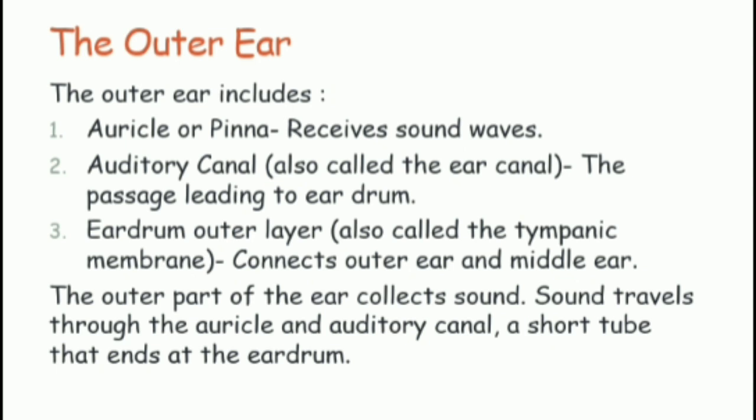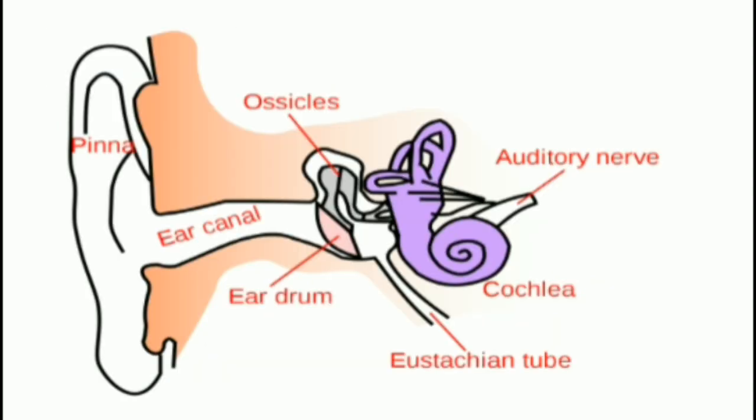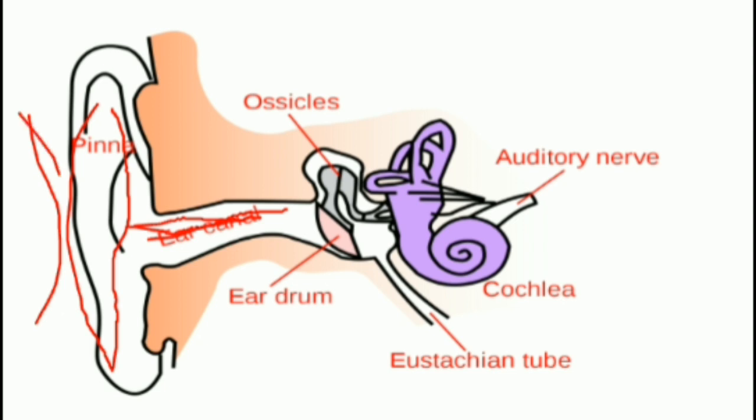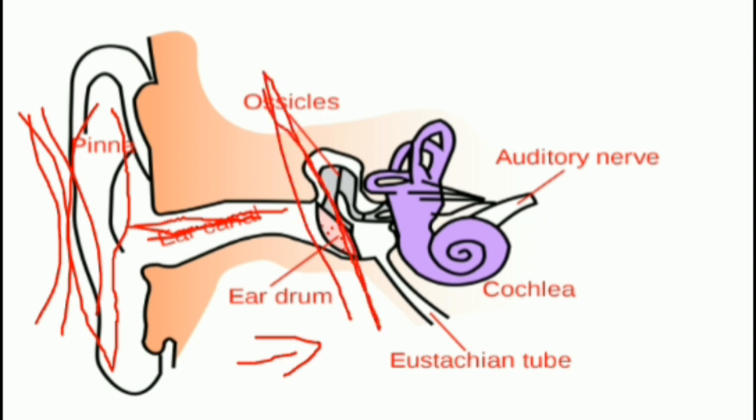Okay, so the main function of the outer ear is to collect sound. Now, sound travels through the auricle and auditory canal, a short tube that ends at the eardrum. So next, just see, this is the pinna, this is the auricle. Now this canal is the ear canal or auditory canal. Sound waves come and go like this, and this is the eardrum. Now this portion is the outer ear, and after that, the middle ear.